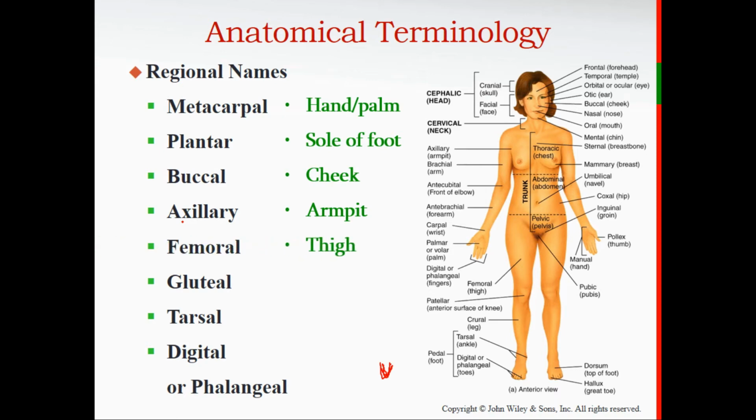Femoral, that's going to be in the thigh where the femur is. Gluteal, you may be thinking of the glutes, gluteus maximus. That is going to be in the buttock, or buttocks, as Forrest Gump would say. Tarsal is going to be in the ankle area. And of course, digital or phalangeal is going to be in the fingers and the toes. Okay.